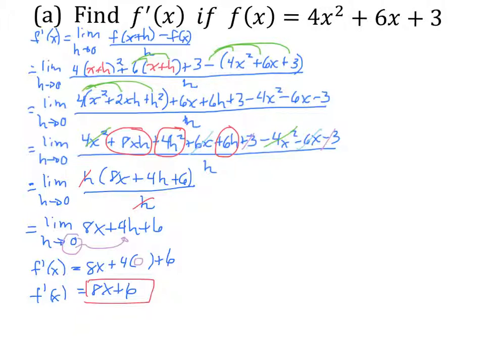What if your x value was 1 in this function? The x value point was 1. What would your slope be here? 14. So if you plug in 1 here, you get 8 plus 6, which is 14. And the point would be (1, 13). So at the point (1, 13), the slope of the line tangent to that point is going to be 14.